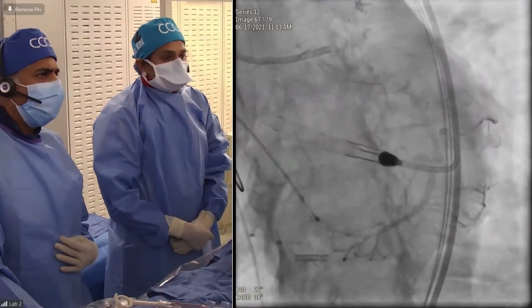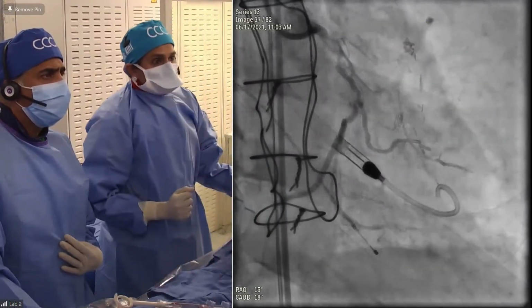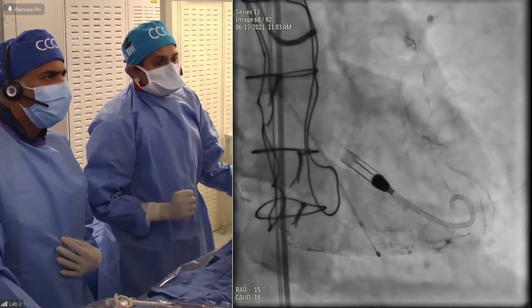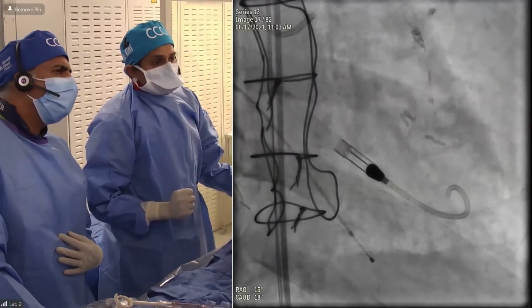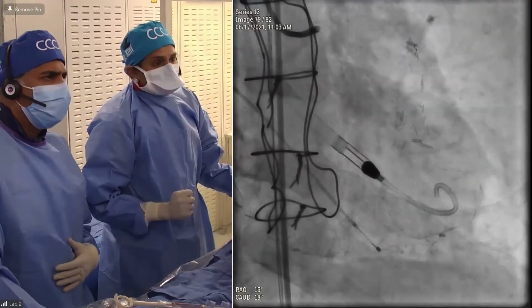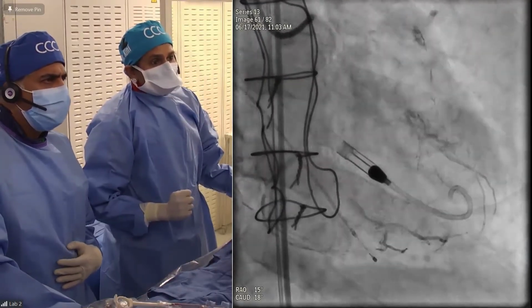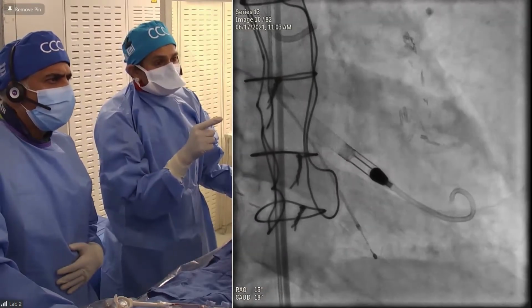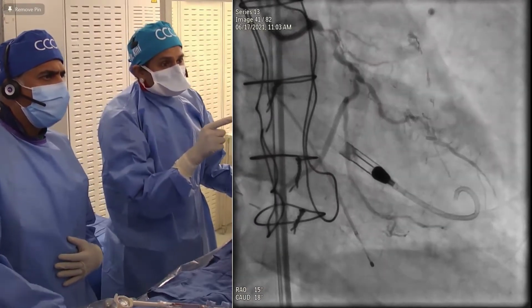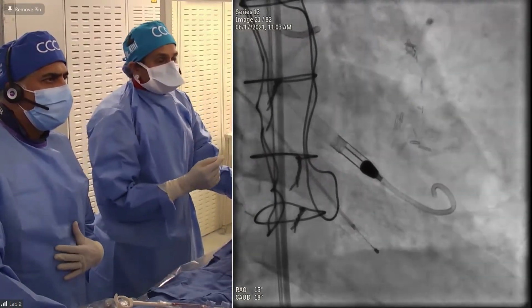Some of the haze is from the calcium. Let me give you another view. I think it's a CTO with a lot of bridging collateral. Okay, that's a better view. It shows a lot of calcium, 99% too, right? Heavy calcium. Then you have OM1. You see the bypass that was attached. Then OM2 or LPL, whatever you want to call it. The huge territory.